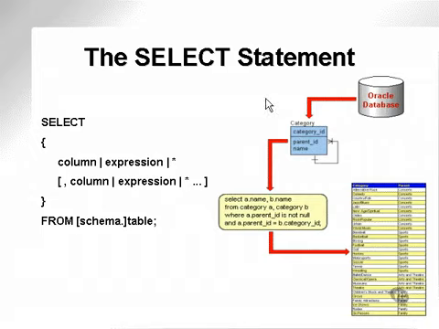Let's talk about the select statement a little bit. What does the select statement do? This is a very simple syntax diagram for the select statement. All I'm doing is I'm going to say select column, expression, or asterisk. Now what the square brackets mean is that optionally I can add any number of columns, expressions, or asterisks. It's a little bit more complicated than that, but we'll get into that later on.